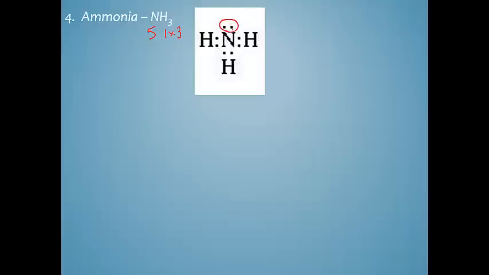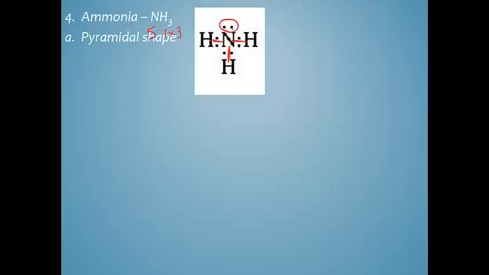So this would be an unshared or a lone pair. These are involved in the bonds. These electrons are involved in the bond between the nitrogen and the hydrogen, but these two electrons are not, and so they are going to want to push the hydrogens a little bit further away from itself so that it can have a little bit more room.